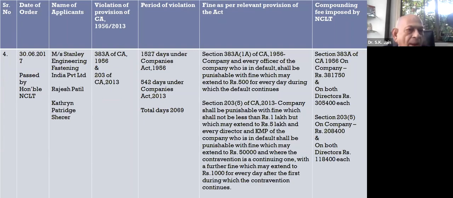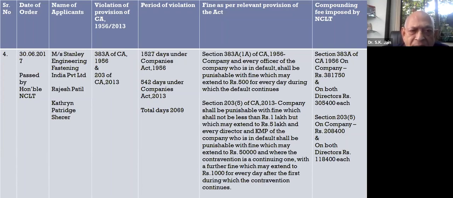Next, now, next order is 30th June 2017, passed by Honorable NCLT in the matter of Stanley Engineering Fastening India Private Limited and other persons. Now it is 383A. Now the offence was continuing. Non-appointment of company secretary. Now Companies Act 1956 was attracted, which was section 383A.